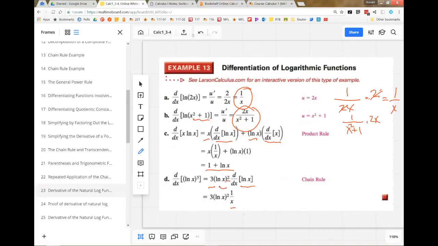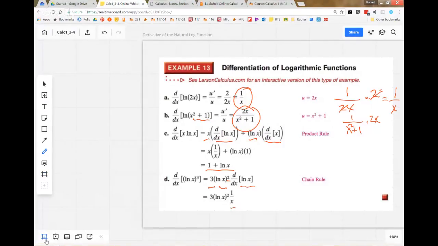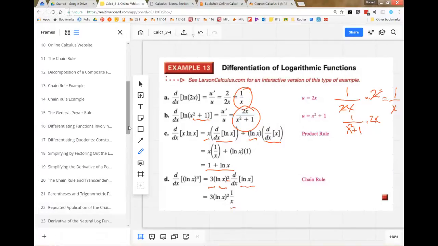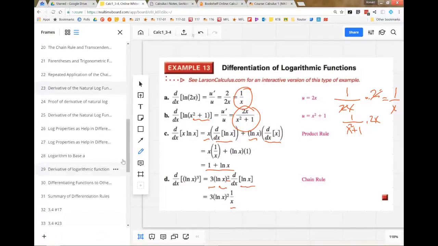Anybody have any questions on these 4 examples? Okay.